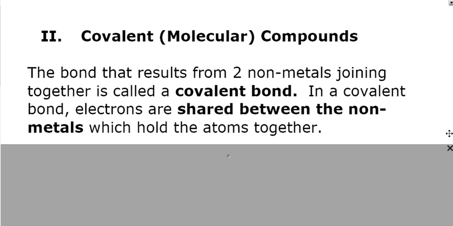Covalent compounds form from joining two nonmetals together. This is different from an ionic compound. Ionic compounds have a metal and a nonmetal. So two nonmetals joining together make a covalent bond. In a covalent bond, it's a little bit different. When we talk about electrons, they're shared between the two nonmetals, and that's what holds the atoms together. In ionic compounds, if you remember, metals gave the electrons to the nonmetal. But here, since you have two nonmetals, they're going to share them.